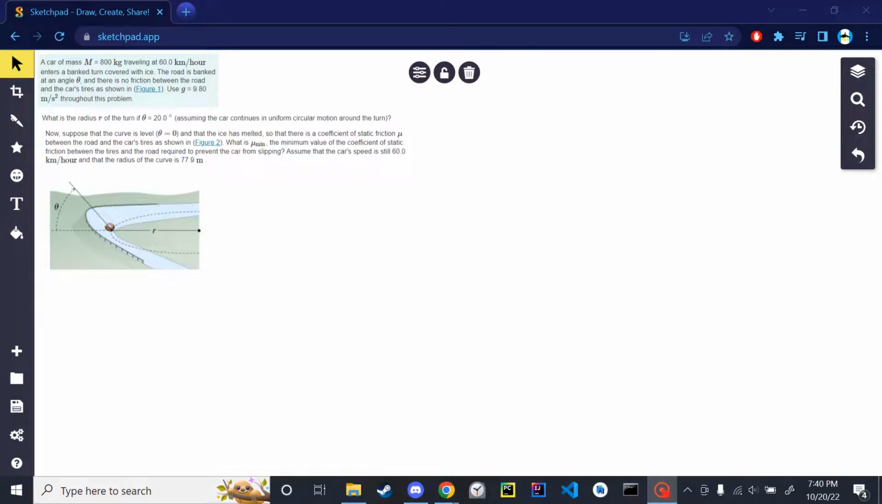A car is driving on a circle on a road made of ice. I don't think that's recommended in real life, but you know what? It's physics problems. They don't need to make sense.